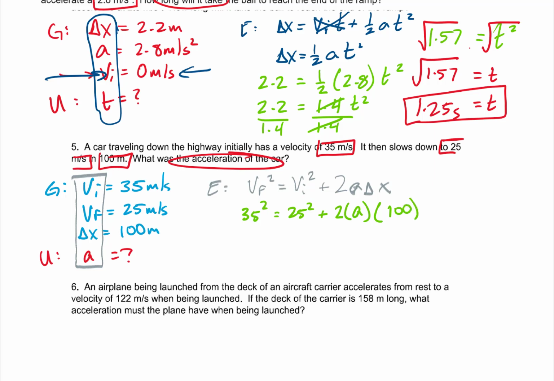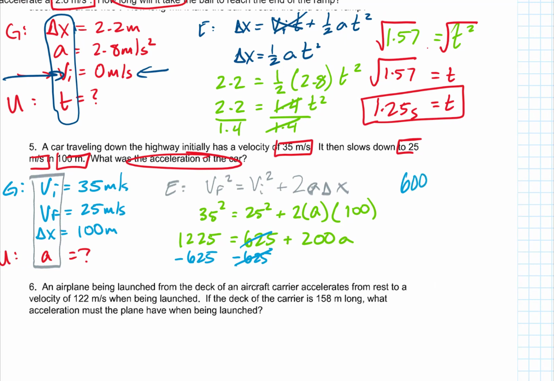Best thing to do is go ahead and calculate everything out. So 35 squared is 1225 is equal to 625 plus 200 times the acceleration. So the first thing that we're going to do is subtract 625 from both sides. It cancels out on this side. And what that gives me, if you don't mind, we'll go over it. So 1225 minus 625 gives me 600 on this side is equal to 200 times the acceleration. We'll divide both sides by 200, and the acceleration comes out to be 3 meters per second squared.